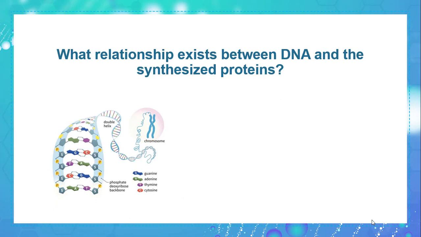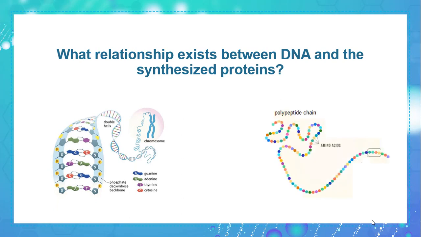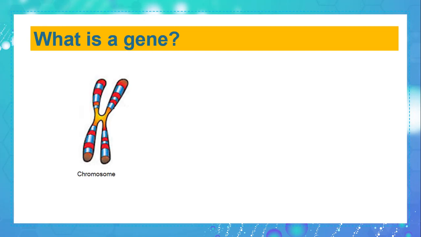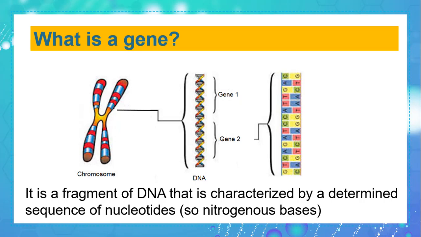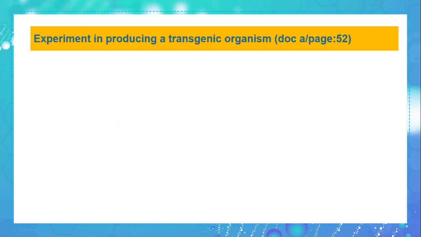What relationship exists between DNA and the synthesized proteins? To understand this, we are going to analyze an experiment, but first of all, we are going to define a gene. Each chromosome carries several genes, and every gene is a sequence of nucleotides. Well, here the definition of a gene is not yet complete. We'll complete it after we explain the experiment of transgenesis.